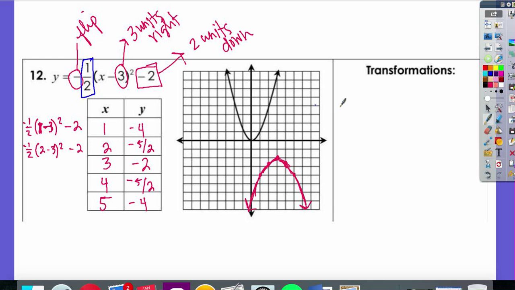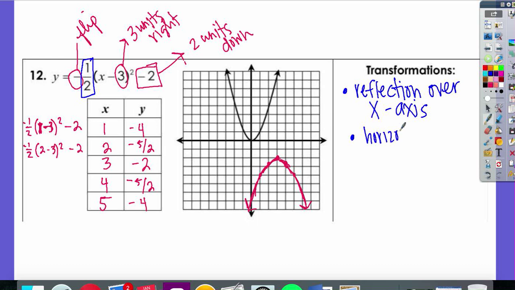So all the transformations would be that it was a reflection, and we know that since it flipped down, it was a reflection over the x-axis. There was a horizontal translation or shift, and that happened to be 3 units right.